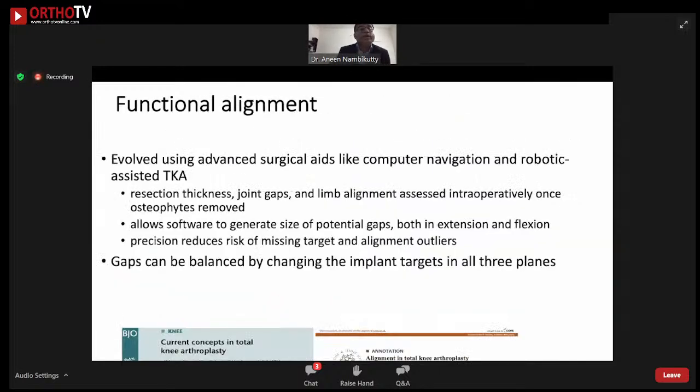So then came the functional alignment, which evolved using advanced surgical aids like computer navigation and robotic-assisted total knee arthroplasty. So resection thickness, joint gaps and limb alignment are all assessed intraoperatively once the osteophytes are removed. It also allows the software to generate potential gaps in both extension and flexion, and the precision reduces the risk of missing the target and alignment outliers. And the gap can be balanced by changing the implant targets in all three planes.